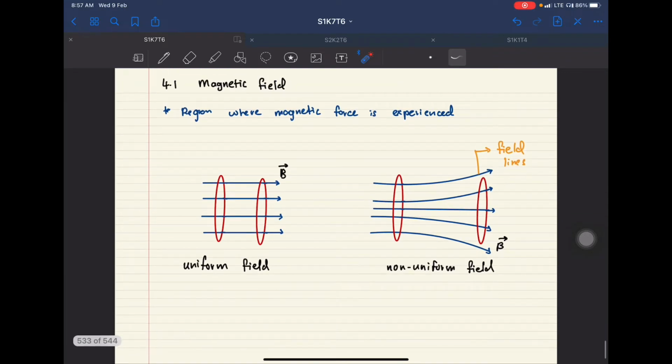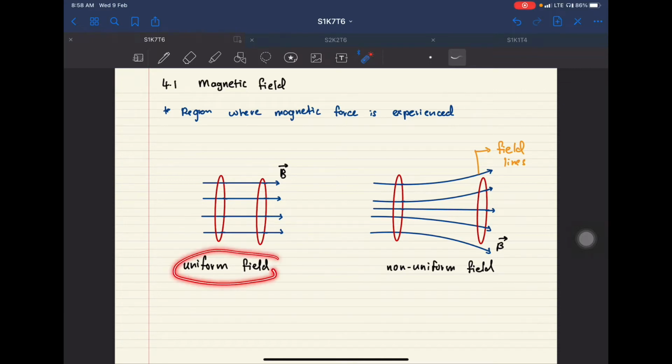For subtopic 4.1, which is about magnetic field, you need to be able to draw the magnetic field lines, and you need to understand what is actually magnetic field. Okay, magnetic field is, by definition, the region where magnetic force is experienced. So any region around the source of magnetic field that experiences a force is what we consider as the magnetic field region.